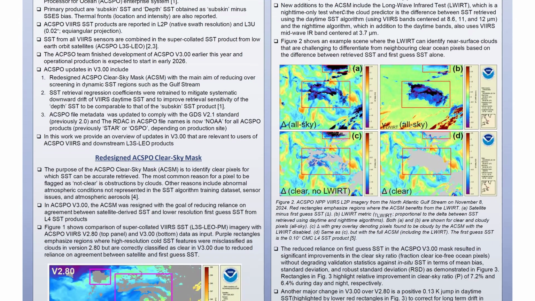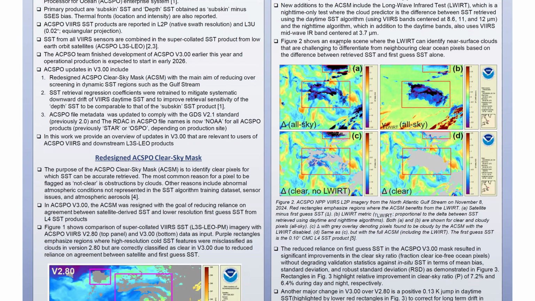New additions to the ACSPO ClearSky mask include the long-wave infrared test, which is a nighttime-only test where the cloud predictor is the difference between SST retrieved using the daytime SST algorithm, which uses VIIRS bands centered near 8.6, 11, and 12 microns, and the nighttime algorithm, which in addition to these 3 bands, also uses the VIIRS mid-wave IR band centered at 3.7 microns.